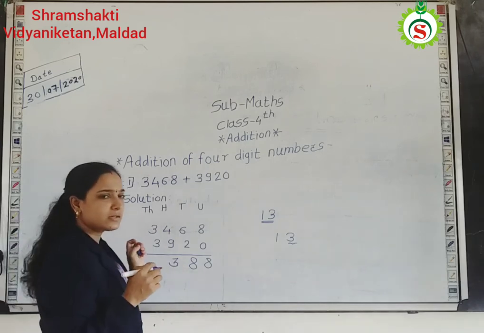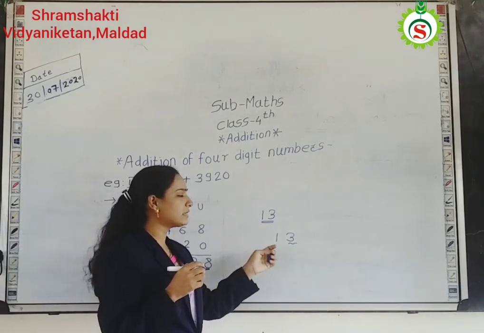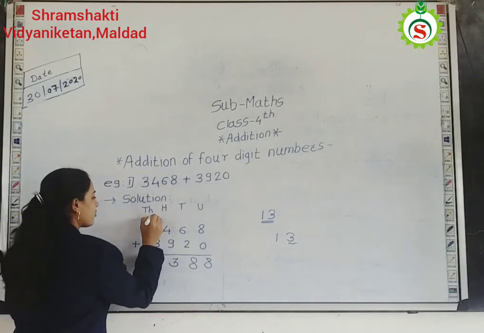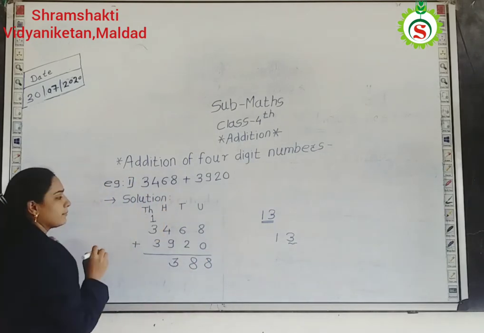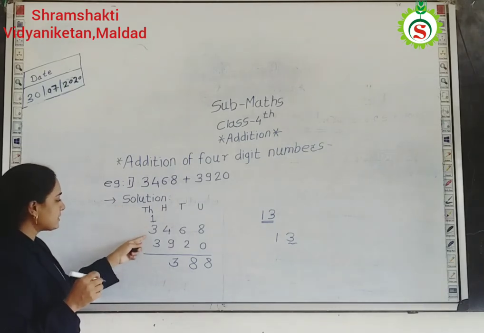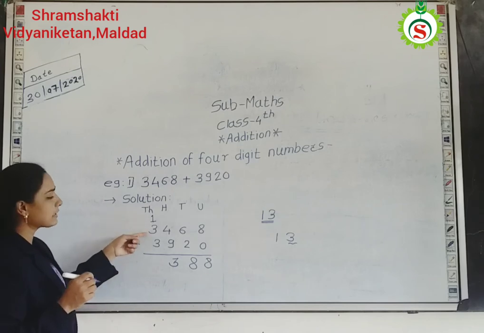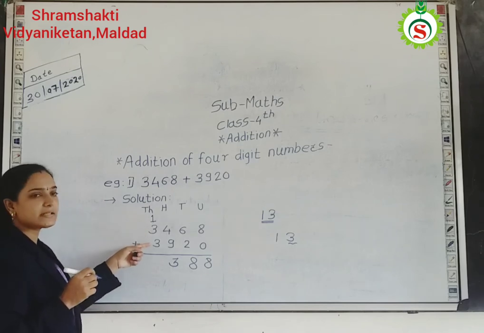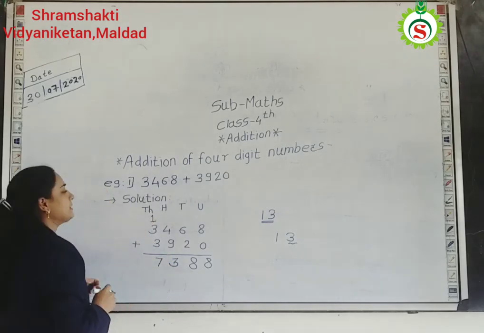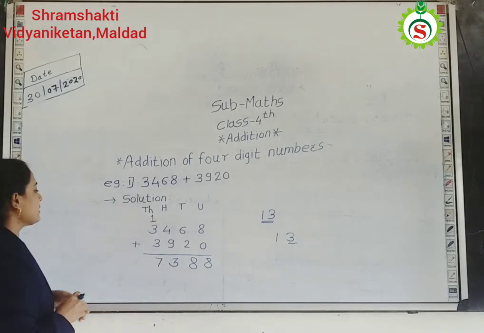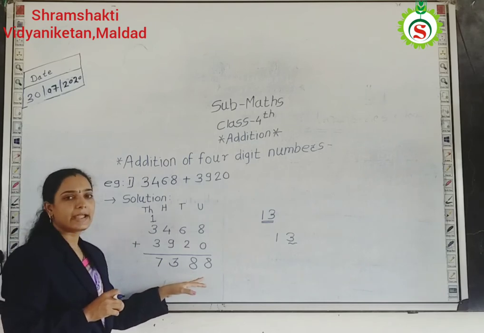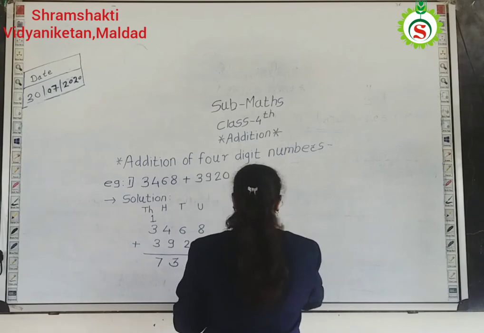Now students, what can we do with this 1? Yes, 1 is carry. Therefore, write it here, meaning in the next place. So, add all these numbers. 1 plus 3, 4. 4 plus 3, 7. Correct. Means our answer is 7388.